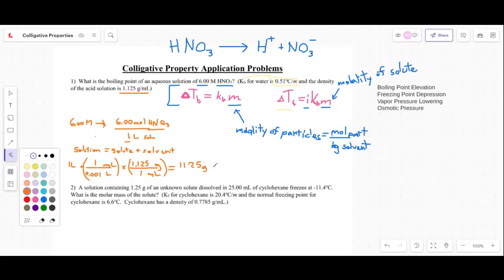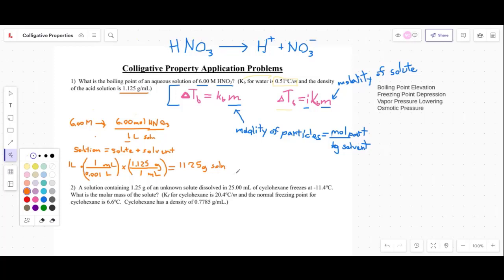Now you might be wondering, why didn't I just convert that to kilograms? And there is a reason. Because I'm crazy. No. The reason is because we do not yet have the kilograms of solvent. This is grams of solution, not solvent. It's the solution. Okay? I need to get the solvent.